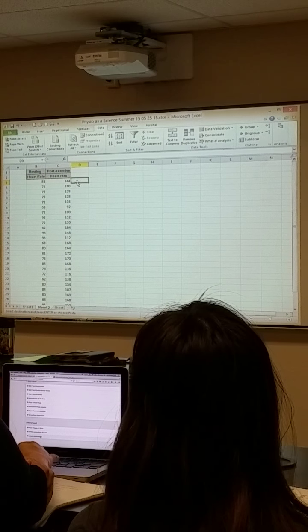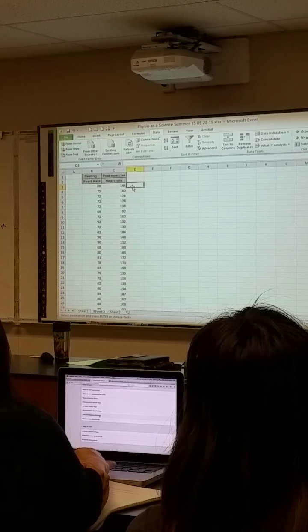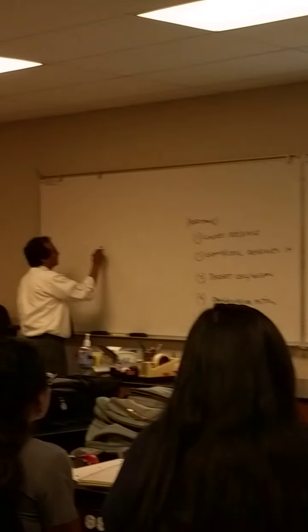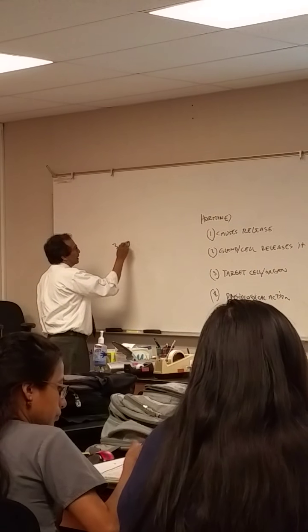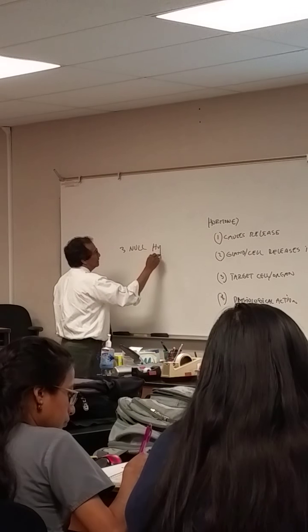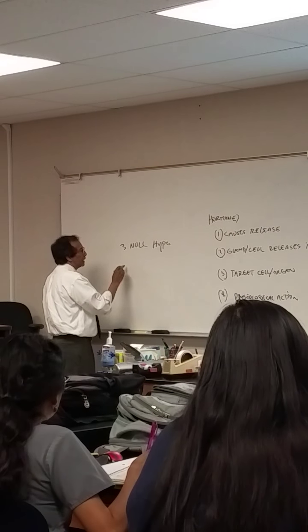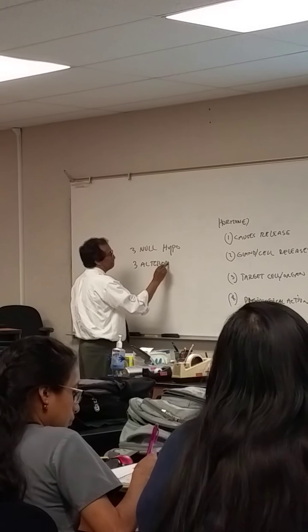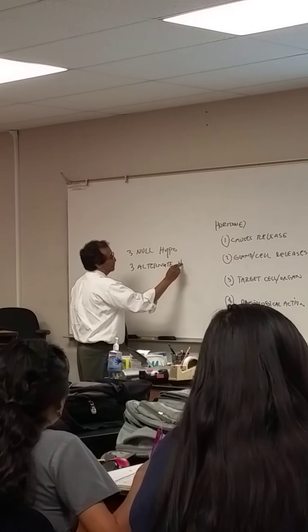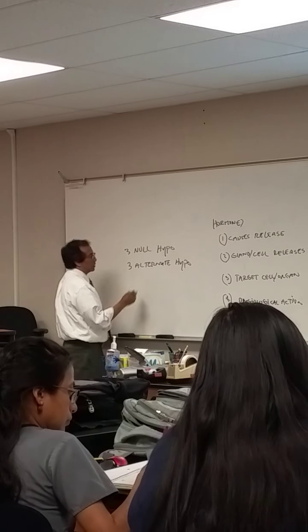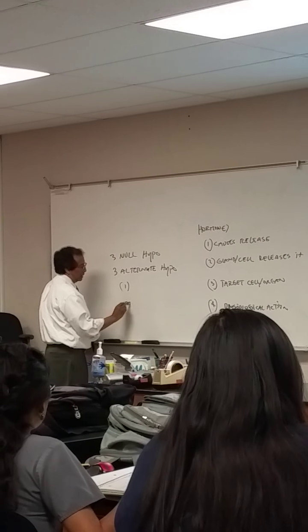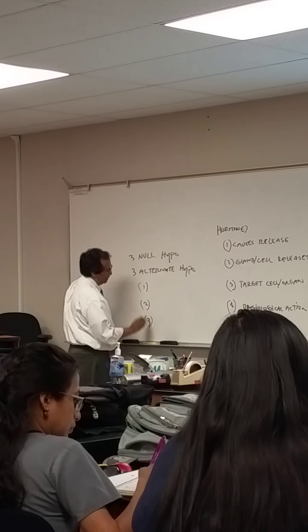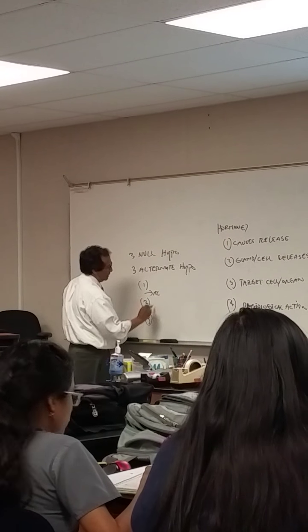You need to develop, as part of your assignment, three null hypotheses. That's your first assignment. At the same time, you have to develop three alternate hypotheses, and then you're going to test them. You need to list them for me. You need to say, here's one, here's two, here's three, and each one of them obviously will have an alternate.